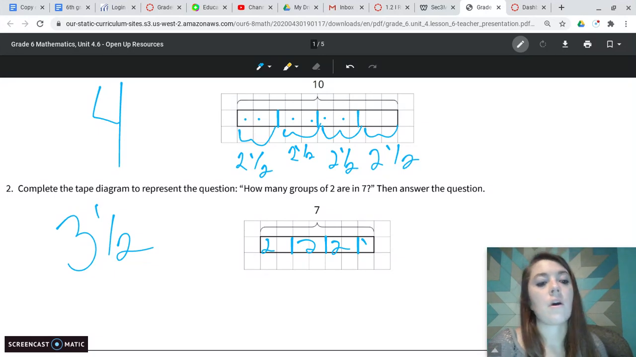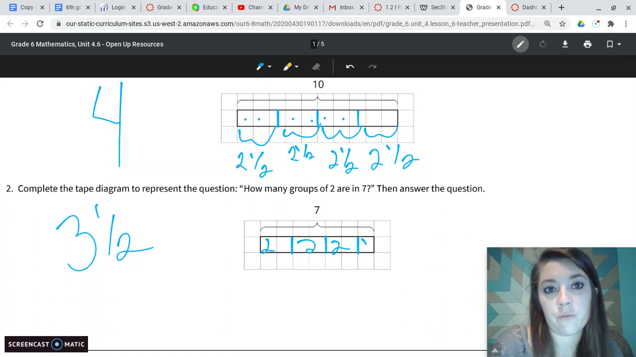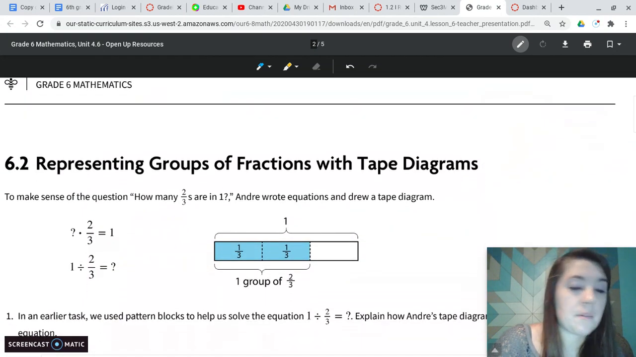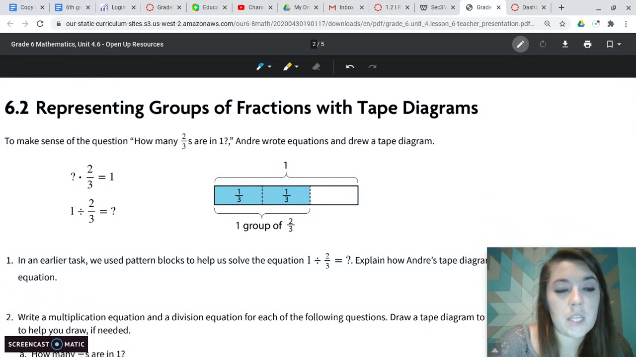Okay? So using these tape diagrams, like I said, they can be very beneficial in showing us our groupings and can be very helpful for you visually to understand these things. Okay, the next thing we're looking at, representing groups of fractions with tape diagrams.